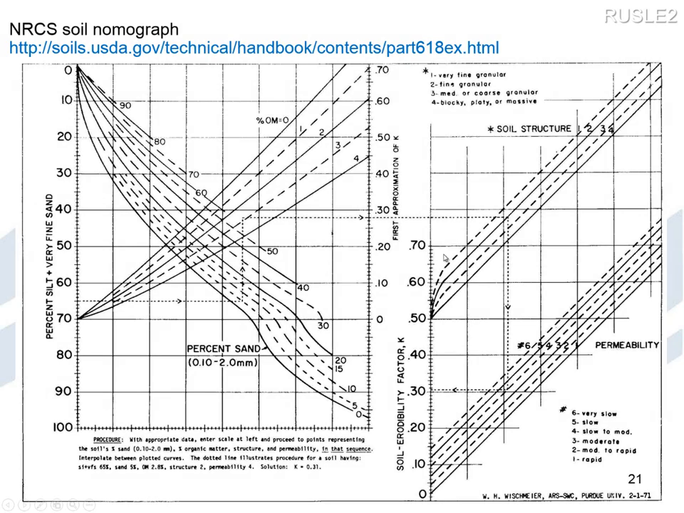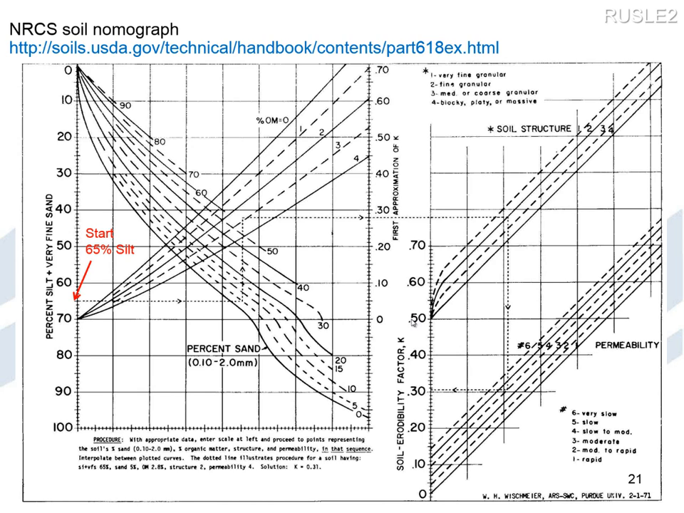So this soil nomograph comes out of the Ag Handbook. Here's the reference up on the top. It's a technical handbook, part 618, and the URL is on the top left of this slide. This is the nomograph that's probably used most often for getting a K factor from a specific soil analysis. Walking through it step by step, based on a sieve analysis, we have 65% silt in this example.